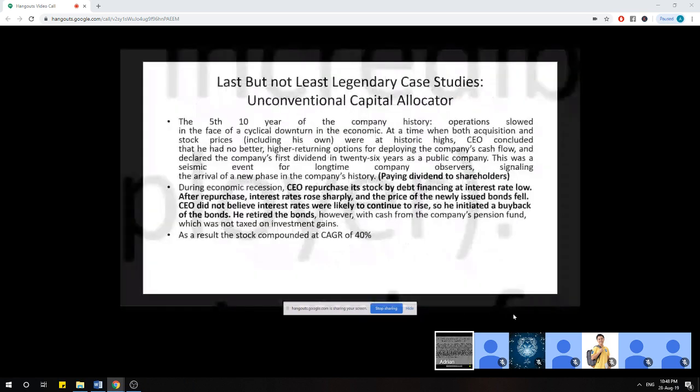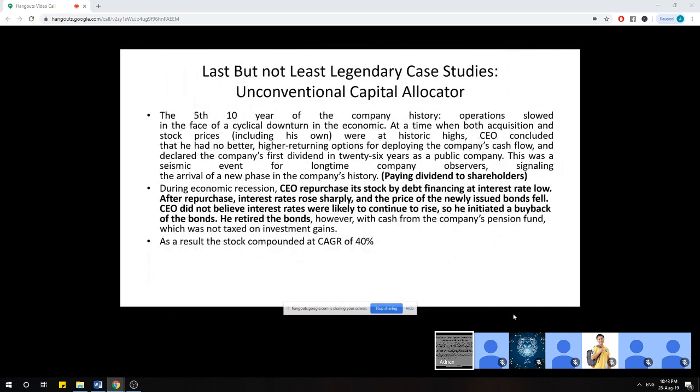And then in the final 10 years of this CEO's tenure, he started to pay dividends, because he said now my valuation is high, there's no M&A opportunity and no more reinvestment opportunity. So finally he decided to pay dividends. It was the first time ever in 26 years that this company paid a dividend.